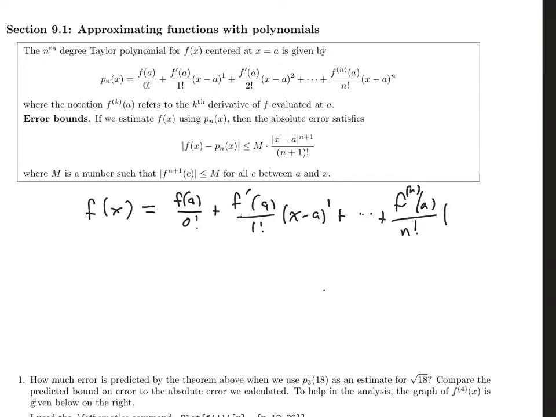Yeah, I'm running out of room already. But they would just keep going. So you'd have the next term, and so on. So they would go on forever. So that would be the infinite polynomial. It would just keep going and going and going.